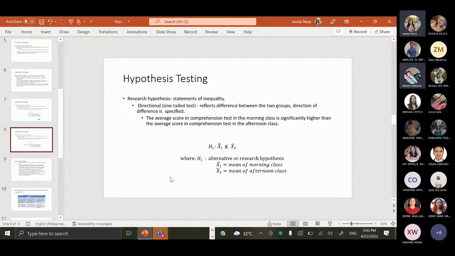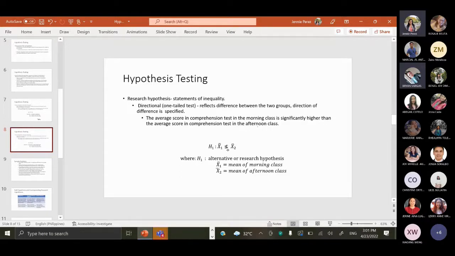Now, there is another hypothesis, and this is what we call directional or one-tailed test or one-tailed hypothesis. It reflects difference between the two groups, and the direction of difference is specified. For example, this one, the average score in comprehension test in the morning class is significantly higher. Okay, take note, the morning class is significantly higher than the average score in comprehension test in the afternoon class. So, kita natin dito, hypothesis 1, the mean sub 1 is not equal to or less than the mean sub 2.